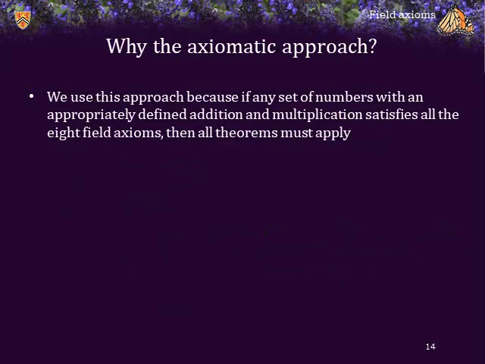Now, why are we doing this? Well, what we want to see is that any set of numbers where we have an appropriately defined addition and multiplication that satisfies all 8 of these field axioms must therefore also satisfy all of the consequent theorems. That is, all of the properties of the real numbers that you're familiar with should also apply, and do apply, to complex numbers.